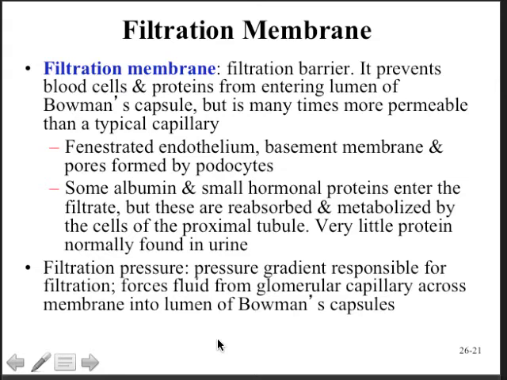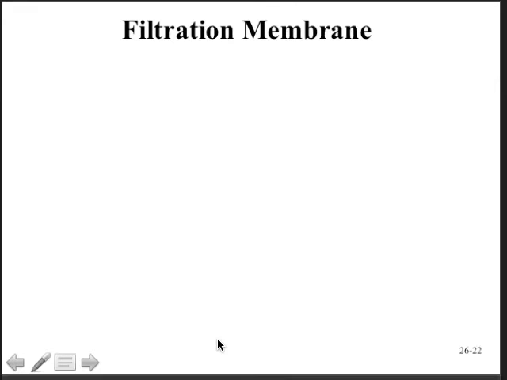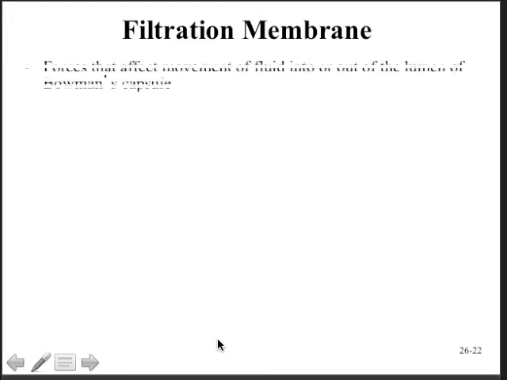The filtration pressure is just the pressure gradient that's responsible for driving the fluid into Bowman's. It forces the fluid from the glomerular capillary across the membrane into the lumen of Bowman's at the rate of about 10 millimeters of mercury net filtration pressure outward. Okay, and this is one of the reasons why we have to have a certain amount of hydrostatic pressure in order to generate any filtration at all.